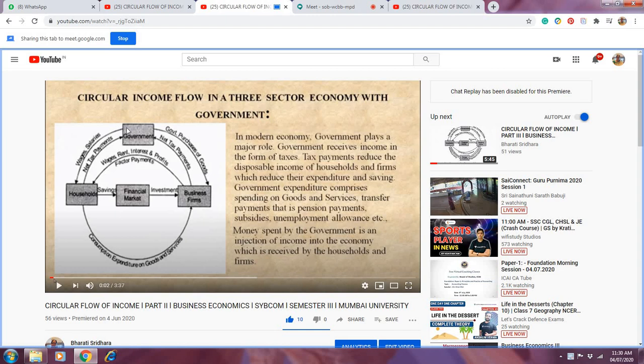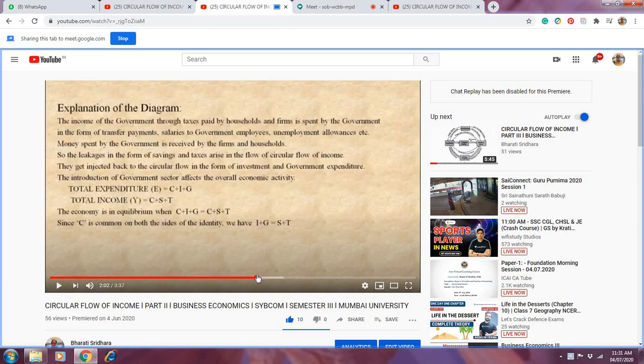But it is getting injected back by the government in the form of wages and salaries and in the form of government purchases of goods by the government. So whatever money is given to the government, it is being spent by the government on household and firm. Okay, so now how will you explain the diagram?